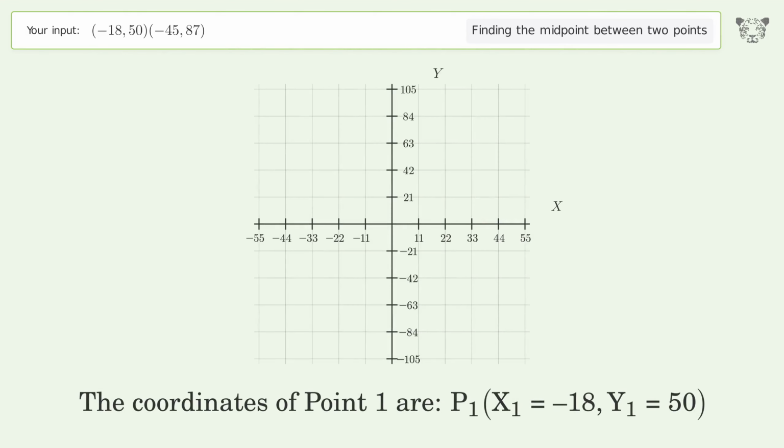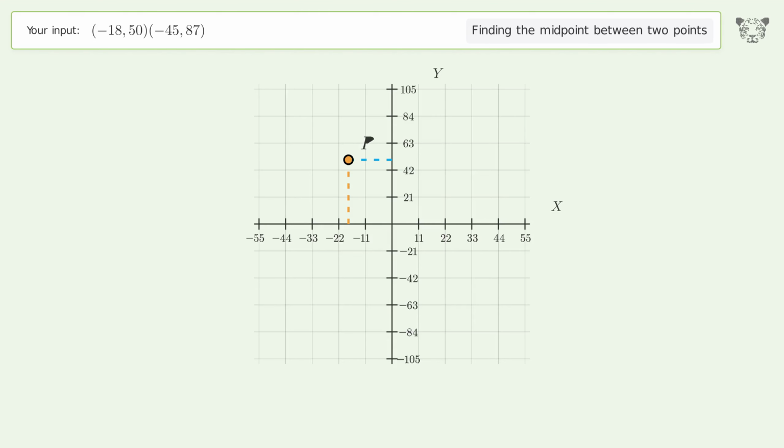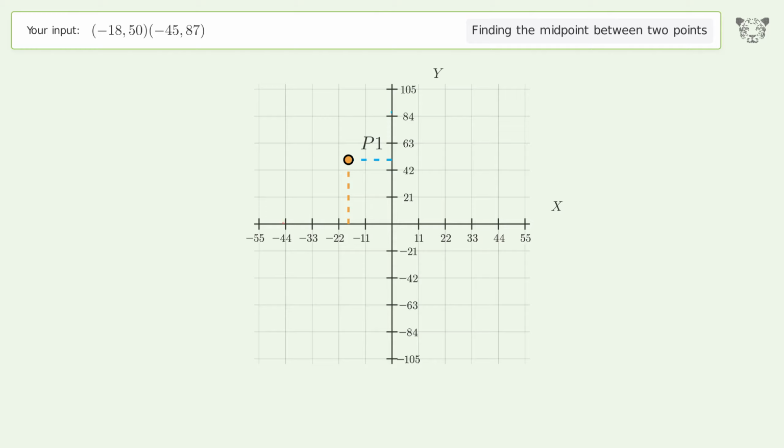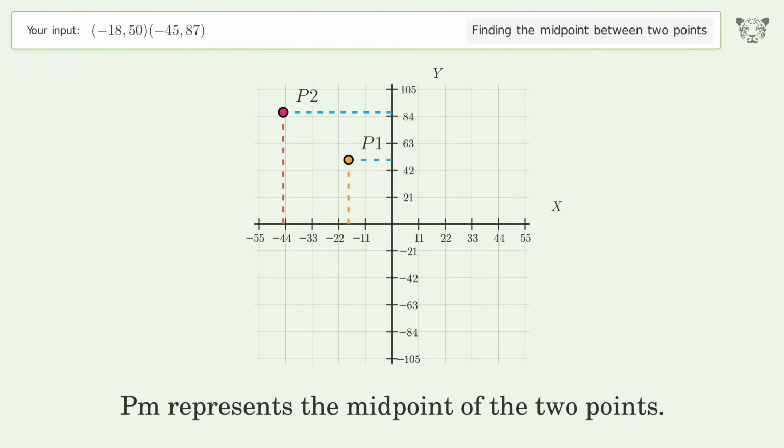The coordinates of point 1 are, x1 equals negative 18, y1 equals 50. The coordinates of point 2 are, x2 equals negative 45, y2 equals 87. PM represents the midpoint of the 2 points.